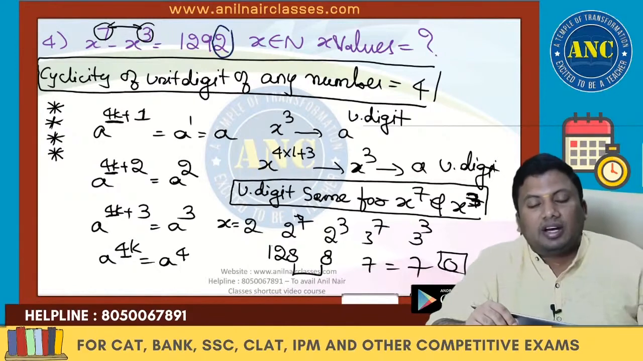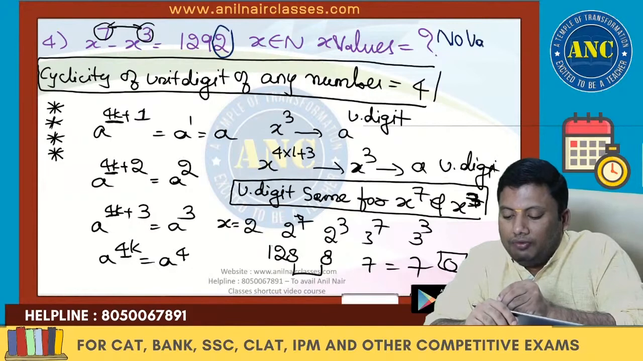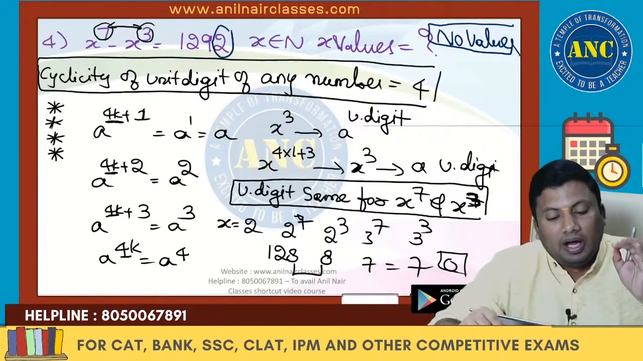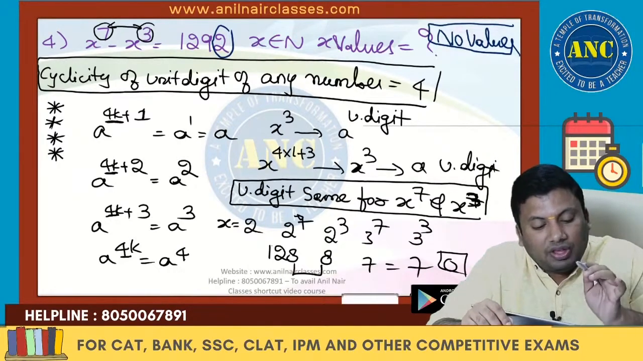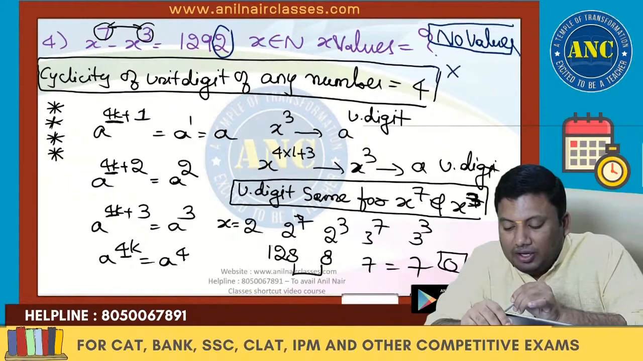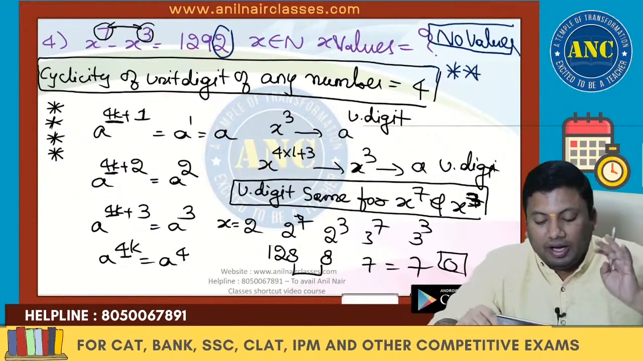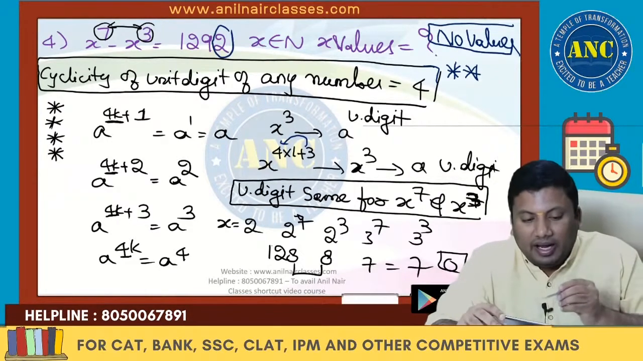Right hand side unit digit is 2. So the answer is no value for x. I hope the idea is clear. The difference in the powers is nothing but 4. Cyclicity of the unit digit of any number is 4. After 4 steps, it will get repeated. 3 after 4 steps, 7, it will get repeated.